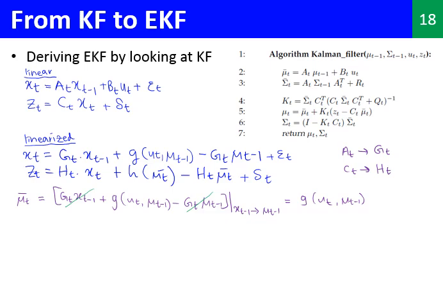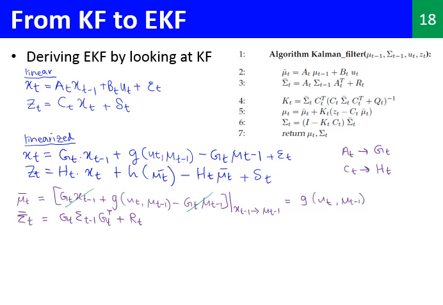Now transforming the third line of the Kalman filter is pretty straightforward. Just replace A t by G t. Shall we write it here? So sigma t bar is equal to G t sigma t minus 1 G t transpose plus the process noise covariance matrix, which is R t.